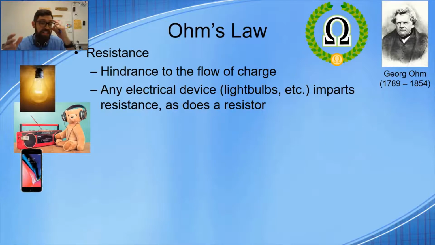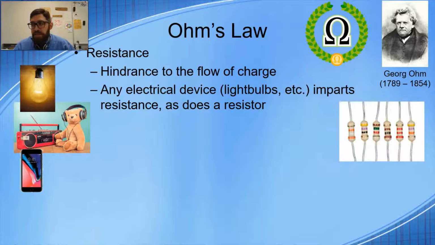Your phone has lots of different devices in it that impart resistance to the current, as well as these little devices here, which are simple resistors. They don't really do anything. They don't create light, heat, anything like that, but they simply hinder the flow of charge. They impart resistance, so we can measure the resistance. Different devices and different resistors impart different amounts of resistance, just like we can put different amounts of things in a creek, and that can impart different amounts of resistance to the flow. Resistance is measured in ohms, right?